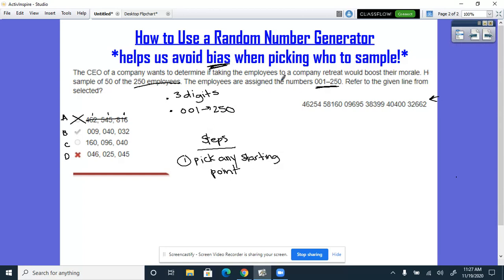After you pick your starting point, you're then going to count by the number of digits. And we already established that we are going to use 3-digit numbers for our employees. Okay. And we're going to make a list.